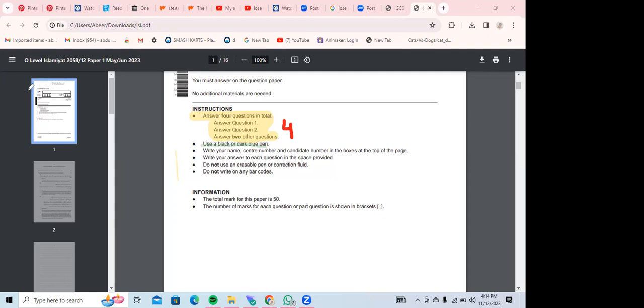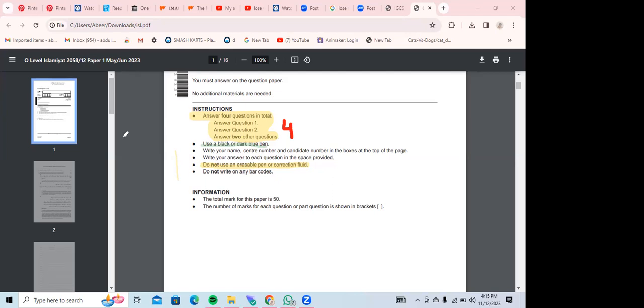One more thing, make sure in mind that you never use an erasable pen or correction fluid. Also you have to write neatly and properly, so that the examiner can understand what you have written. So these are just a few instructions for the papers.